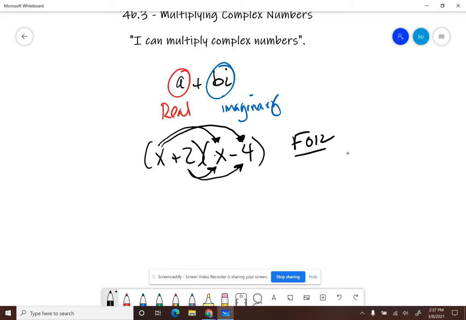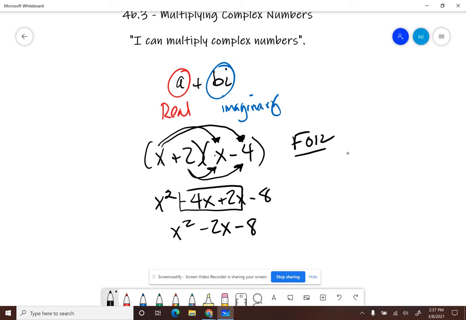We're going to get x times x, which is x squared. We're going to get x times negative 4, which is negative 4x. 2 times x gives us 2x. And then 2 times negative 4 gives us negative 8. And again, all we would have to do here is go ahead and collect these like terms, which would be negative 2x, so x squared minus 2x minus 8. So this would be our finalized answer for that particular one.